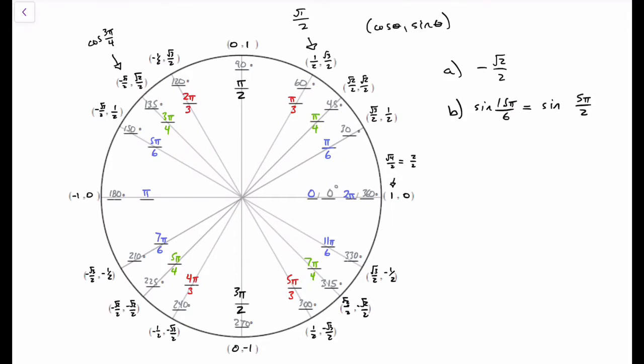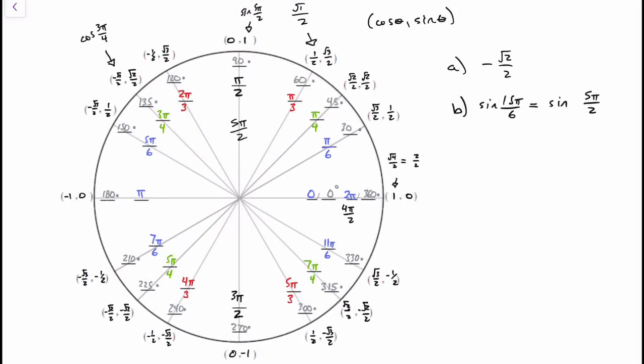So here I need to find 5 pi over 2. So 3 pi over 2 is the y-axis pointing down, and I'm just going to count by quarters. So that's 3 pi over 2. The x-axis, positive, is 4 pi over 2. So then the y-axis pointing up is 5 pi over 2. So the sine of 5 pi over 2 is 1 because it's really just the y value at 5 pi over 2.